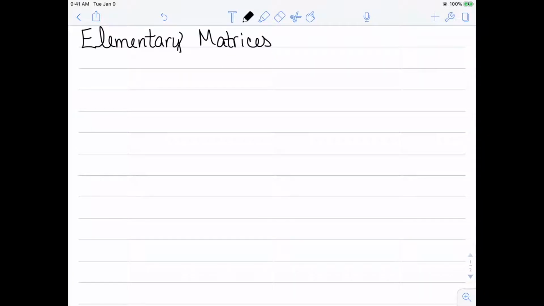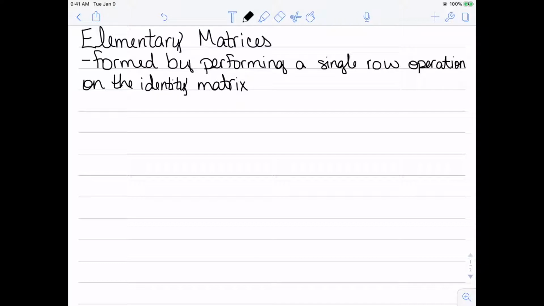We'll continue our discussion of inverse matrices with the idea of elementary matrices. Elementary matrices are matrices that are formed by performing a single row operation on the identity matrix. Here's an example where I took the 2 by 2 identity matrix and multiplied the first row by 3.